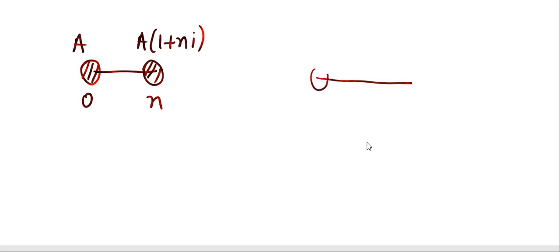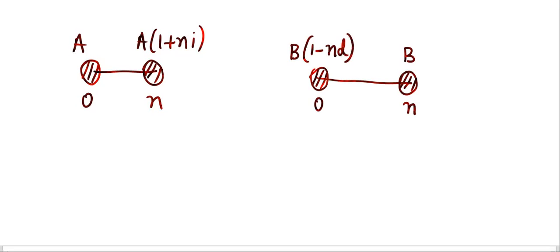If you deposit for n years, once you write a, it will grow to a into (1 plus ni). This we know. The second one you will come across is this one, from 0 to n. The present value of b is b into (1 minus nd). Here in place of i we have d. This d is called discount. This is for n years. You can write it for 1 year or 2 years or 5 years. Let's write for 1 year.